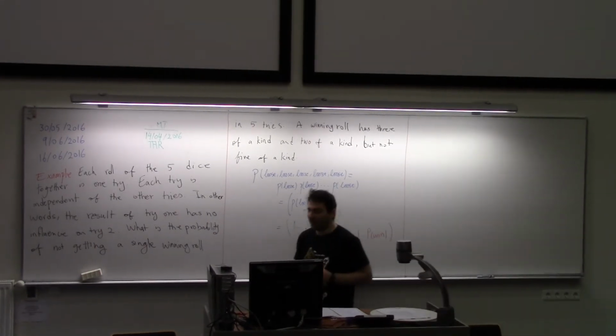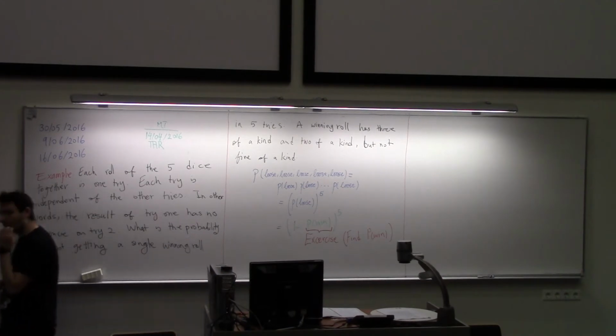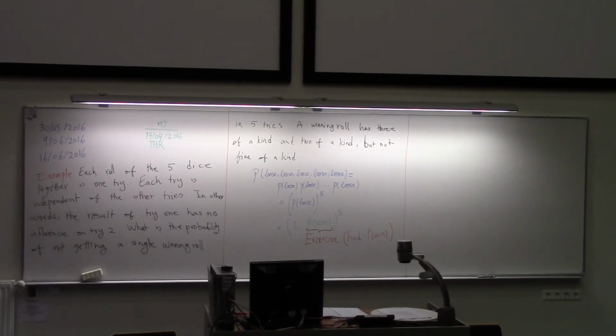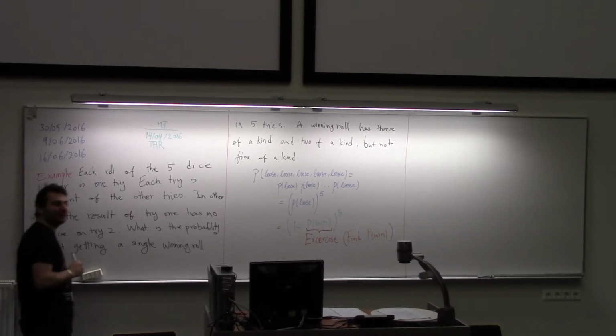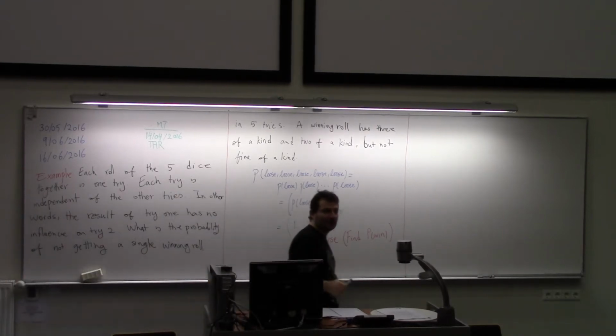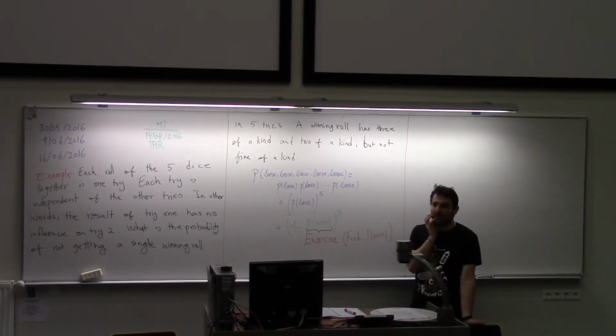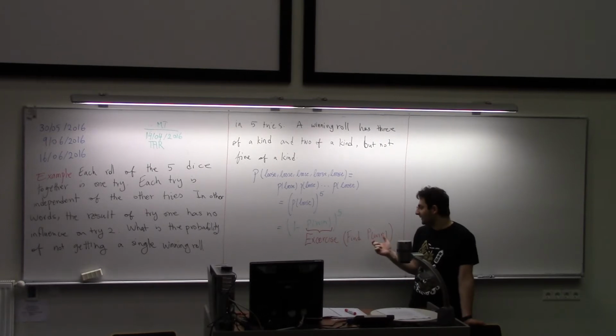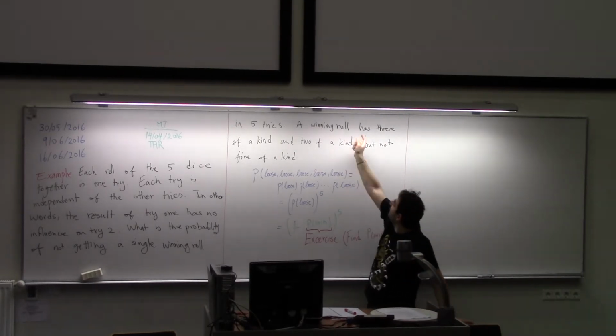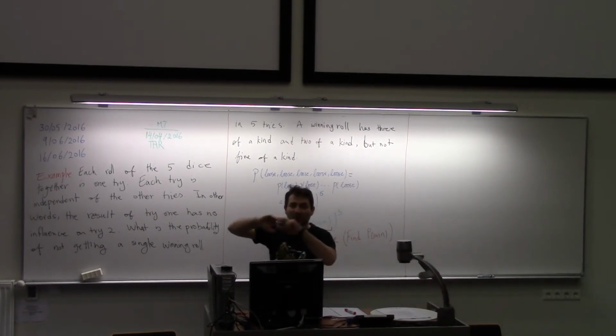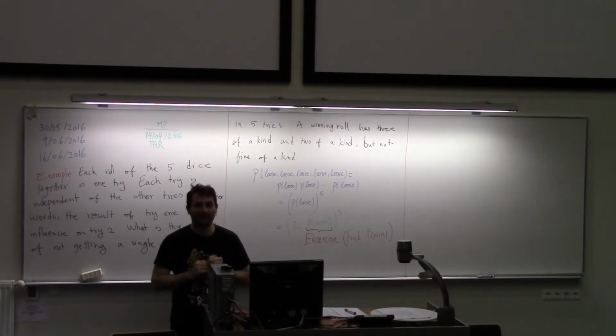Think about it today when you go home till the next lecture. Think about how we can calculate the probability of win. The win will be 3 of one kind, 2 of another kind. So this is one condition. We have only one condition for winning.